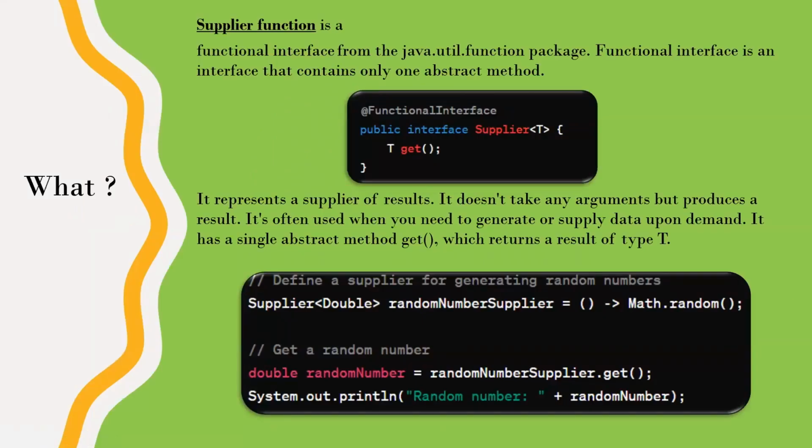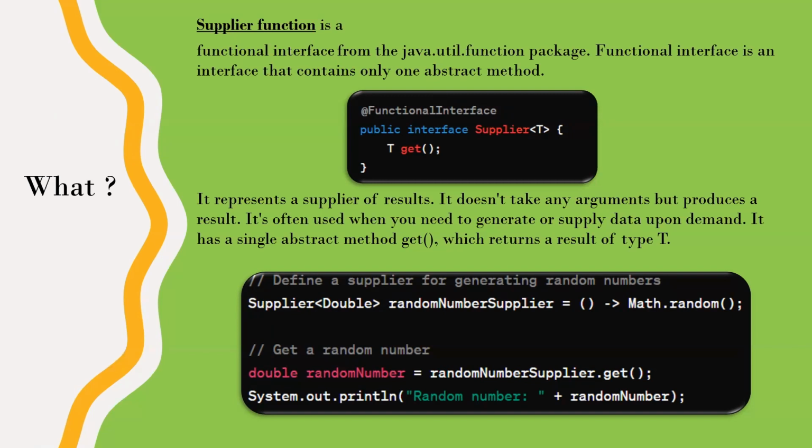What is the Java Supplier function? The Java Supplier function is a functional interface from the java.util.function package. A functional interface is an interface that contains only one abstract method. In the case of Supplier, the abstract method name is the get method. Generally, we use the Supplier function to supply some data or information to the place where we need it. How do we get that? By using the get method.